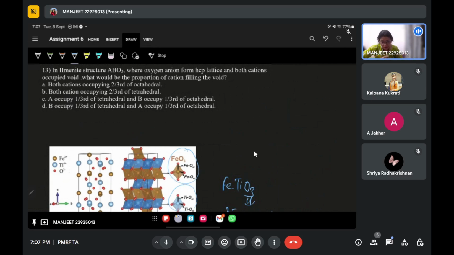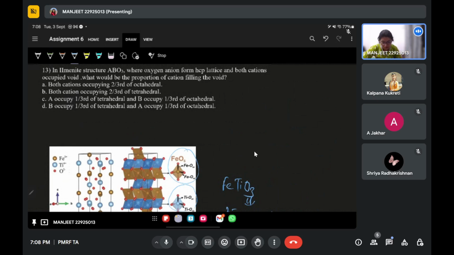In the B part, both the cations occupy 2/3 of the tetrahedral. In A part, they occupy the octahedral. In C part, A occupies 1/3 of the tetrahedral and B occupies 1/3 of the octahedral. In D part, B occupies 1/3 of the tetrahedral and A occupies 1/3 of the octahedral. So which of the following is correct?